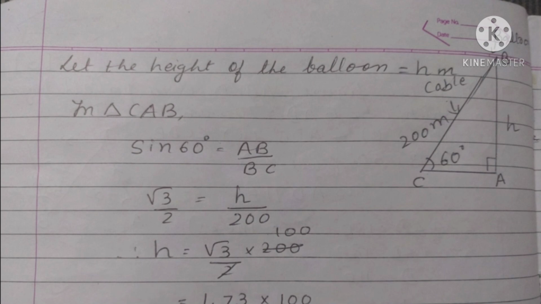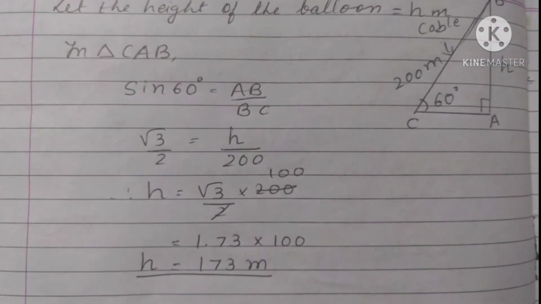So in triangle CAB, sine 60 is equal to opposite upon hypotenuse, that is AB upon BC, and the value of sine 60 is root 3 by 2 is equal to h upon 200. So h is equal to root 3 by 2 into 200. So keeping the value of root 3 as 1.73 into 200 by 2, so 1.73 multiply 100. So we get here our final answer. The height of this balloon is 173 meters.